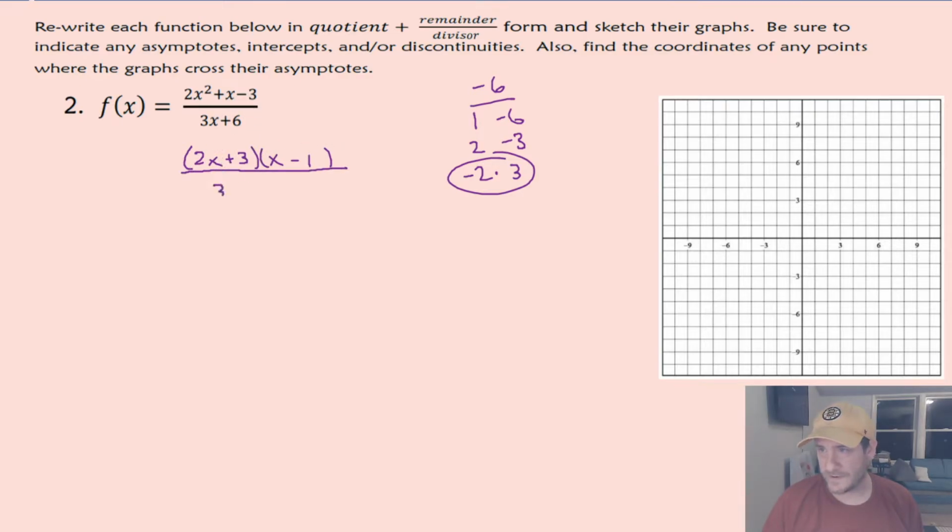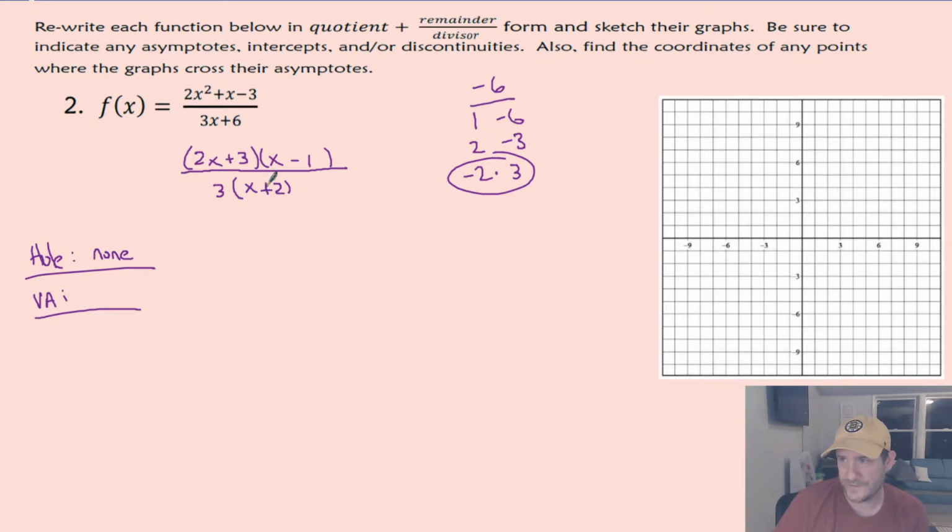Downstairs I can factor out a 3. So I factor out a 3 and I get an x plus 2. Nothing cancels, so there's still no holes. So for holes I'll say none. For vertical asymptote, our denominator does have a 0, it's negative 2. And you're supposed to give this as an equation, so I almost only wrote negative 2, but you're supposed to say x equals negative 2, so make sure you remember to do that. I'll say horizontal asymptote again, just as a reminder that we don't have one. Slant asymptote, we have one, but we got to do long division to find it, so I'll do that in a second.